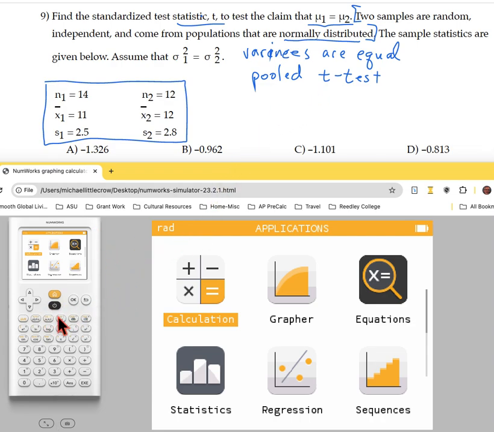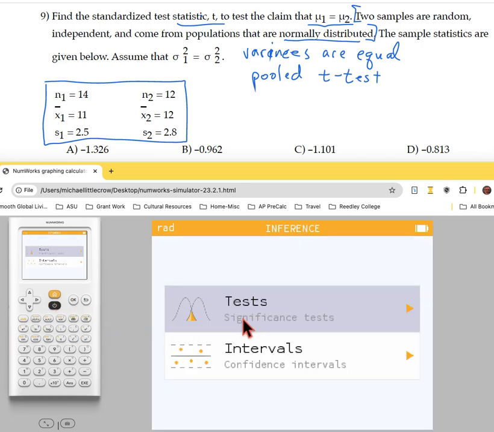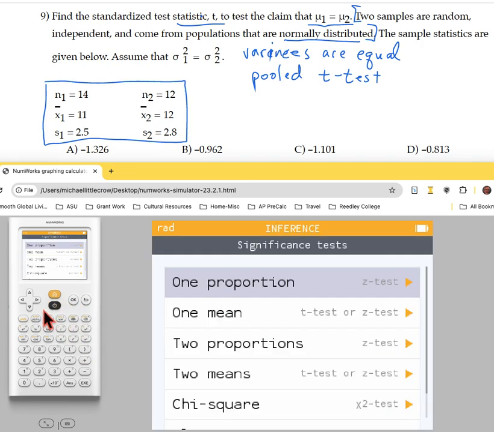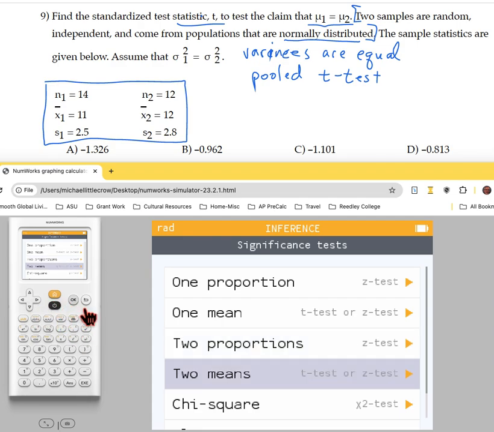So we start by going in the menu down to inferences. We're going to run a test, and we're doing two proportions because we have two samples. Wait, no, sorry, not proportions. We have means, so we are doing two means. And you see here, two proportions is always going to be a z-test. So we're asked for a t-test. We can only do that with means.